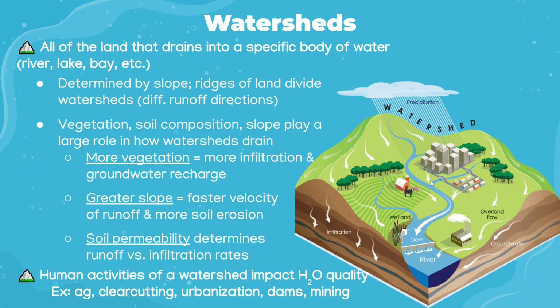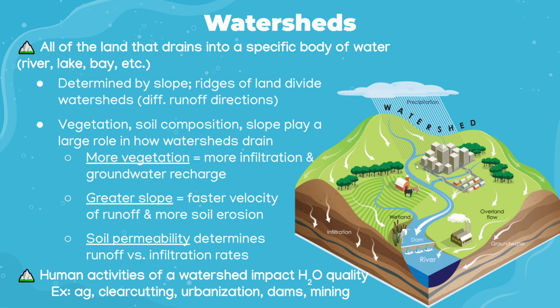A watershed is just a body of land that all drains into a central body of water. A body of water could be a river, a lake, or a stream. Watersheds are going to be determined by slope. What do I mean by that? You can think of a watershed as almost like a giant funnel of land that's all going to drain downward due to the force of gravity pulling runoff towards the central body of water.